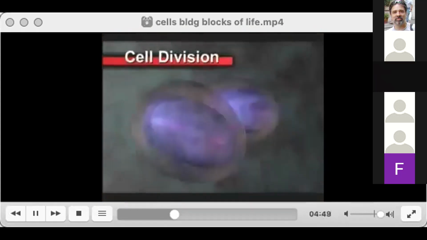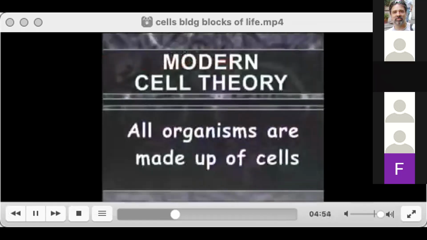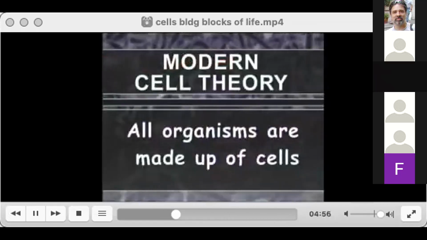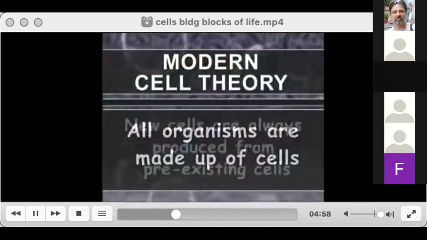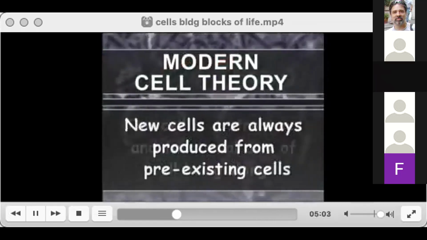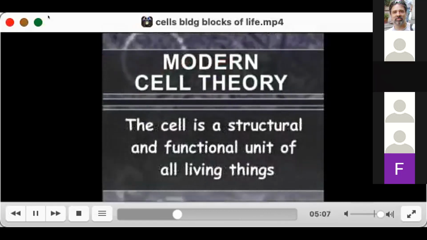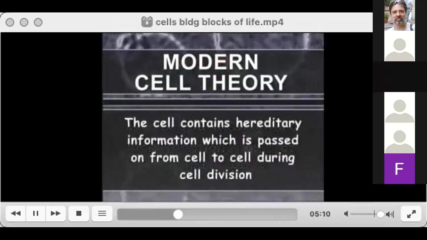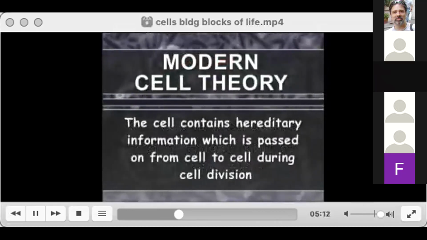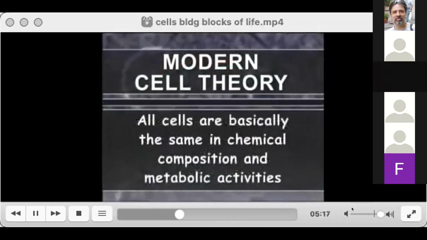Over the years, scientists have continued to develop this theory, and modern cell theory now states that all organisms are made up of cells, that new cells are always produced from pre-existing cells. The cell is a structural and functional unit of all living things. The cell contains hereditary information, which is passed on from cell to cell during cell division. And all cells are basically the same in chemical composition and metabolic activities.